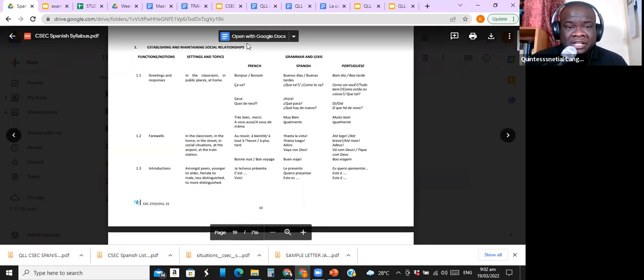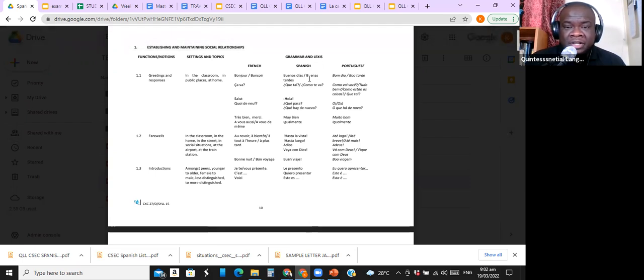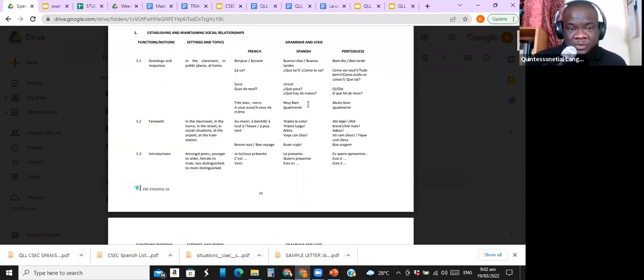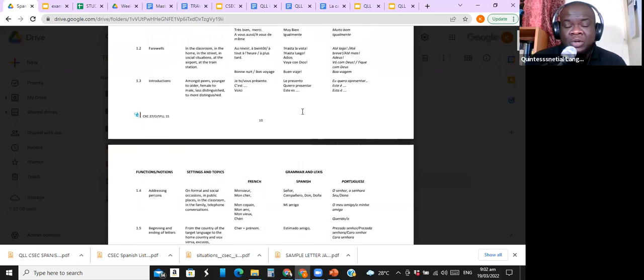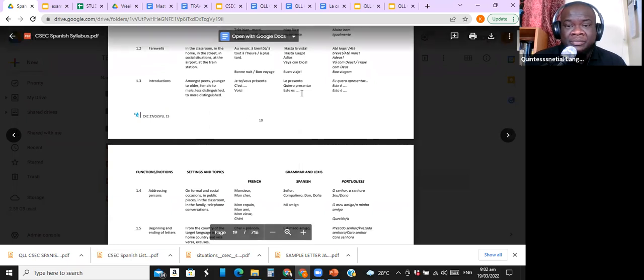You'll see establishing and maintaining social relationships. And these could be used for the situation responses as well, direct situations. You'll get the language function on the left and the key expression in French, Spanish, Portuguese. For our sake right now, we're doing the Spanish. So you know if you're greeting somebody, the different ways. And these are showing you some of the conversational things you could use. Buenos días, buenas tardes, ¿qué tal? ¿Cómo te va? Hola, ¿qué pasa? ¿Qué hay de nuevo, etc. Bidding farewell: hasta luego, hasta la vista, vaya con Dios. Wishing them a good trip, buen viaje, etc.